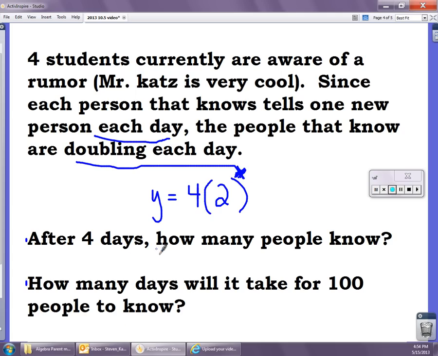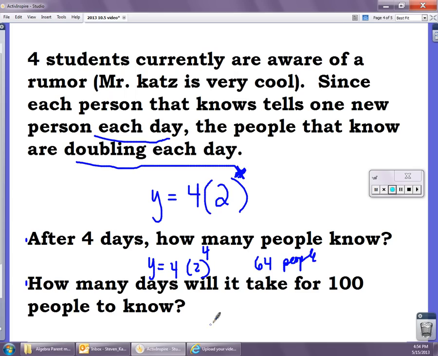So it says after 4 days, how many people know? Well, this is easy because we're just telling you what the x is. So x equals 4, and then 2 to the 4th power. I could actually do this in my head. 2 times 2 times 2 times 2 is 16. And then 16 times 4 is 64 people. So 64 people know.